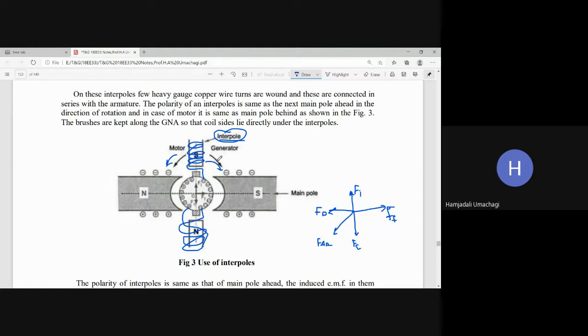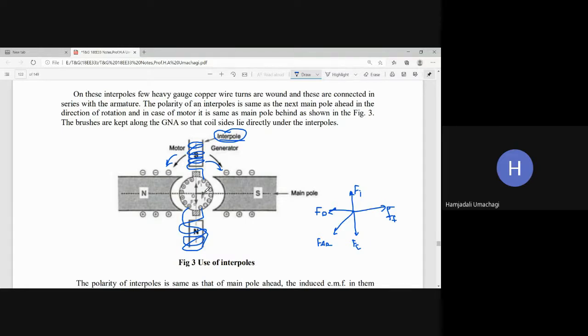So the interpole is not only going to reduce the reactance voltage at the end of the commutation, it is also going to improve the armature reaction by cancelling the cross magnetizing component, because the cross magnetizing component is in the downward direction, whereas the interpole flux is in the upward direction. So Fc is easily cancelled by Fi. Then you are left with the main component, that is Ff. Is it clear?